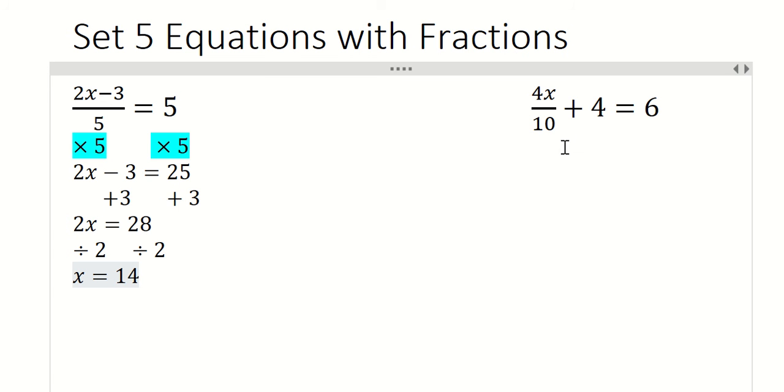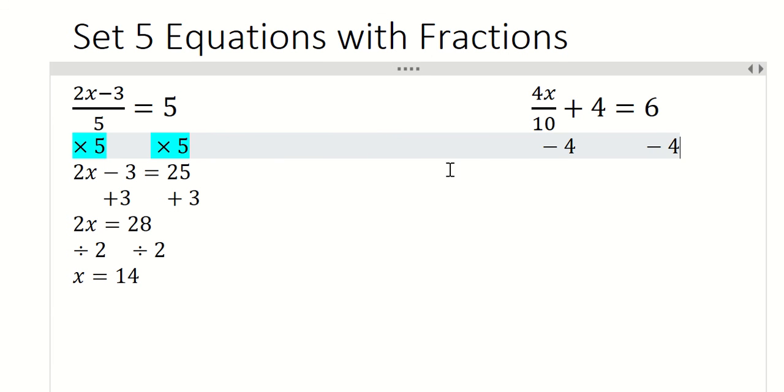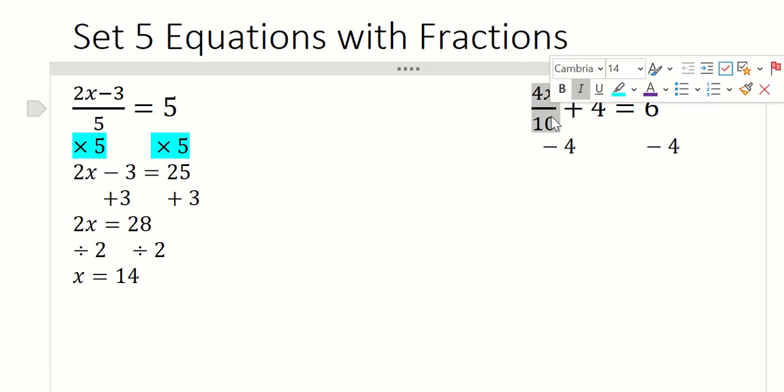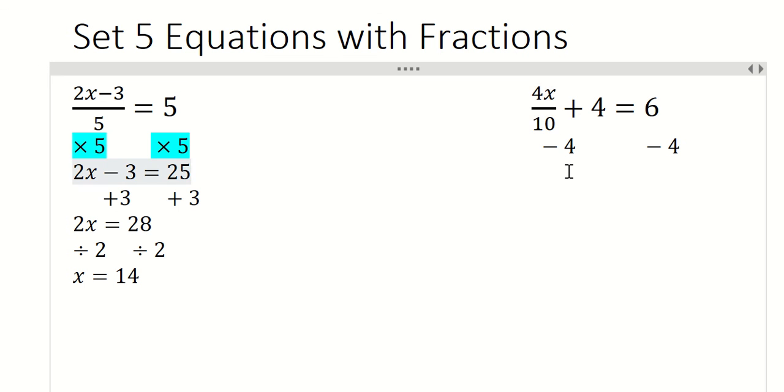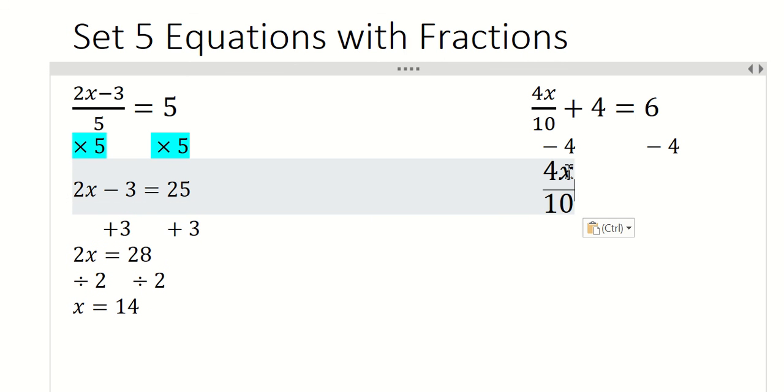So how do we get rid of a plus 4? We are going to subtract 4. So let's minus 4 from this side. This is going to be really difficult for me to type. Minus 4 from this side, and let's minus 4 from the other side. All right. Now that will leave me with this 4x over 10 because the 4's are going to disappear. So I've got 4x over 10 on the left-hand side equals, what's on the other side? 6 take away 4 gives me 2.